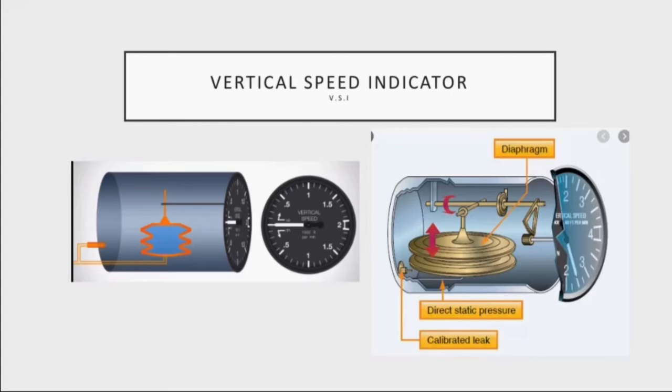So what that means is that the diaphragm always has the most current information. It always has the most accurate static pressure. We can say that the diaphragm has the current pressure. Because we restrict the amount of air that can move in or out of the case, the pressure in the case represents the old or previous pressure. So in essence, all the vertical speed indicator is really doing is comparing what our current static pressure is to what our old or previous static pressure was.